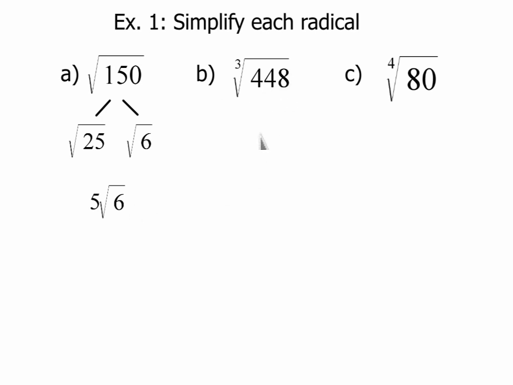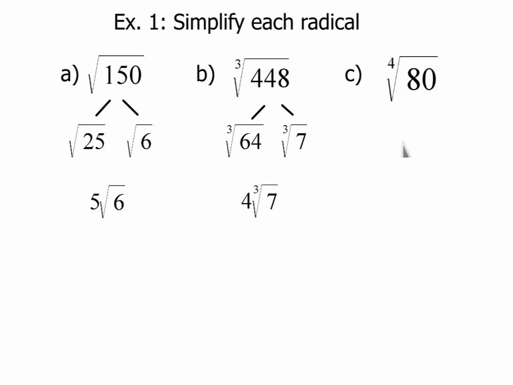For part B, I'm going to do the same thing. So for 448, the biggest perfect cube that goes into 448 is 64. And 448 is 64 times 7. If I do the cube root of 64, I get 4. And I leave 7 under my radical, so this becomes 4 times the cube root of 7. So I'm just finding the biggest perfect number that goes into each one of these, and I'm taking the root of that, and I'm leaving the non-perfect number underneath the radical.